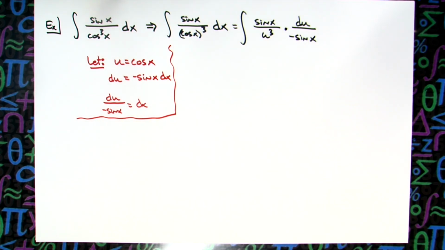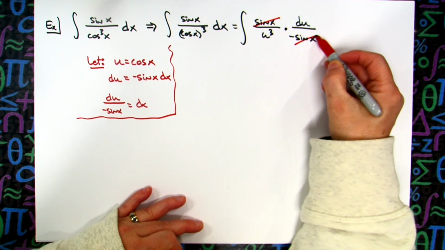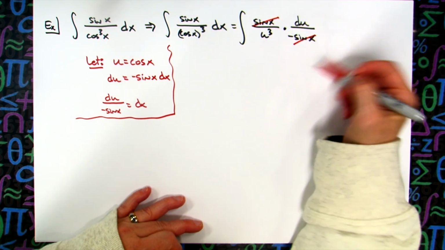Hopefully at this point everything's going to cross out nicely. I have a sine x on the top and I have a sine x on the bottom. So clearly all my x's are gone.